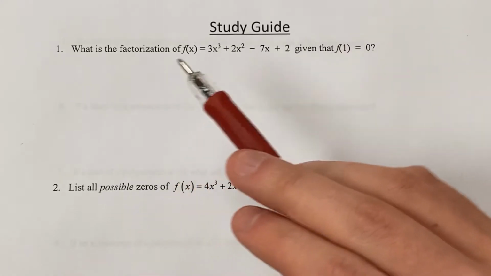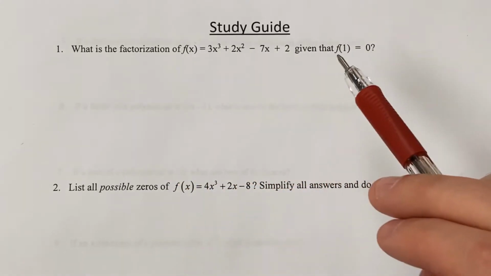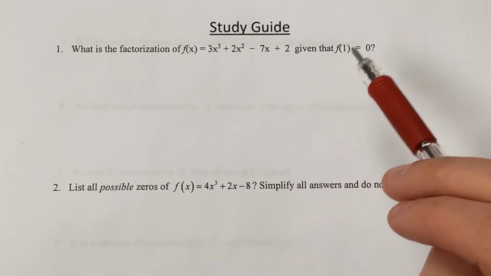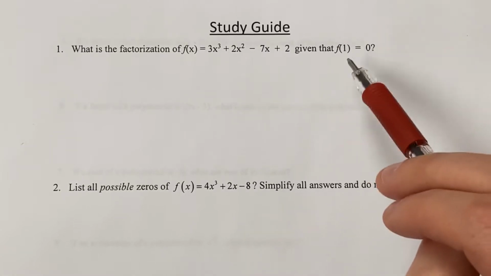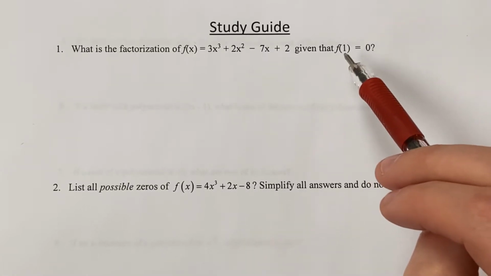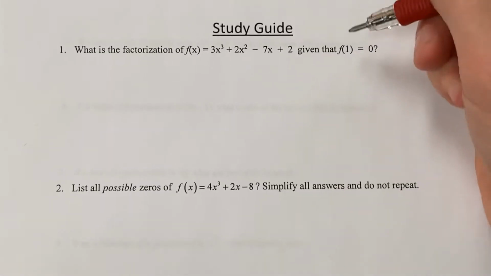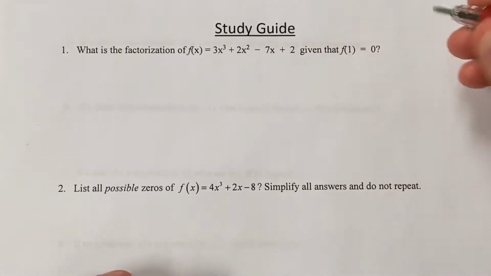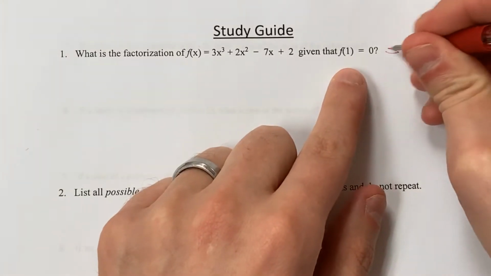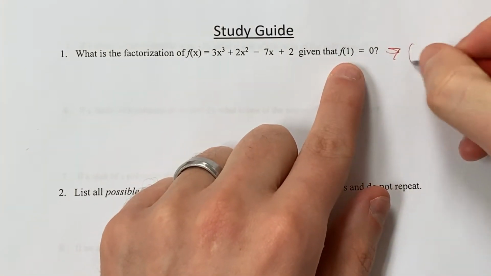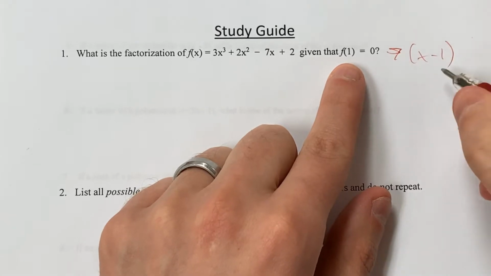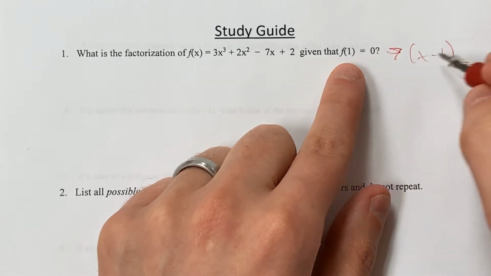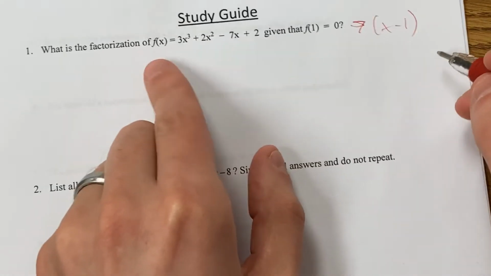It says, what is the factorization of this thing given that f of 1 is 0? What that means is that it's telling you that 1 is one of the solutions. And if 1 is one of the solutions, then you can use this. Well, first of all, if you want to get it over with, if there's a solution of 1, that means its factor would be x minus 1. You always switch it, so 1 would be x minus 1. So that's one of the factors.